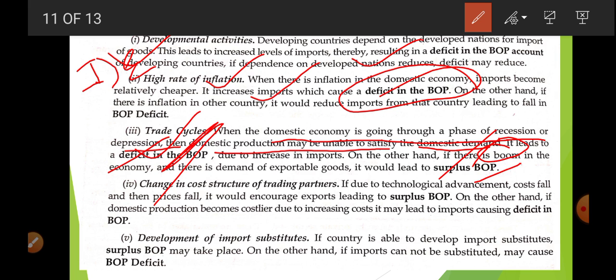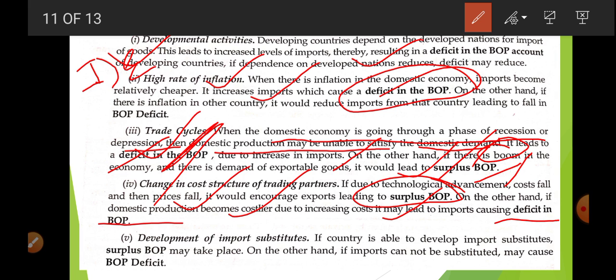Now, change in the cost structure of trading partner. Because of technical change, cost will fall, price will fall, and there will be a surplus of balance of payment. If the cost is going to be higher, there will be less import, and there will be a deficit in balance of payment.